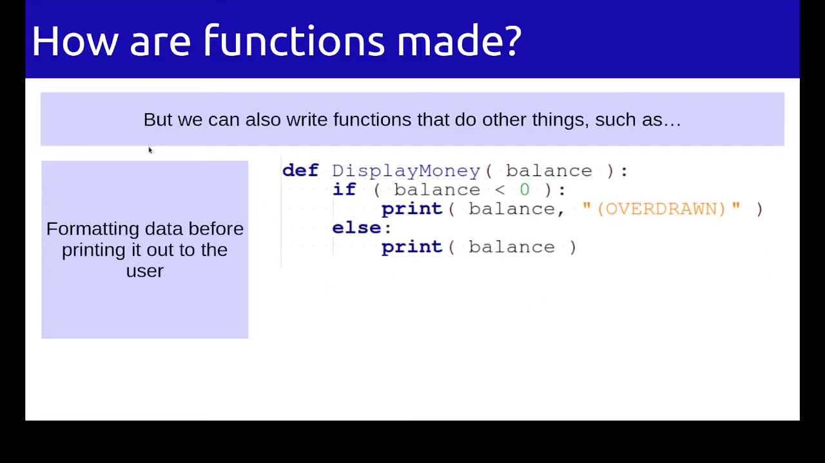And another example could be, maybe we need to format some data before printing it out to the user. So we have here define display money. It takes in some balance. If the balance is less than 0, it can print out the balance and then a message overdrawn. Otherwise, it will just print out the balance. So maybe we need to do a little bit of pre-formatting just to make things look nice for the user before we actually output it directly.